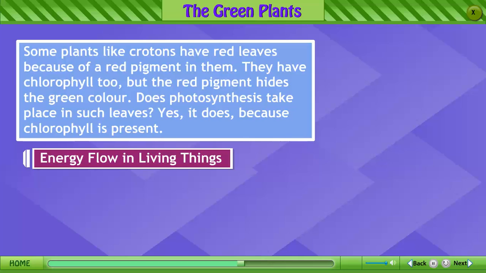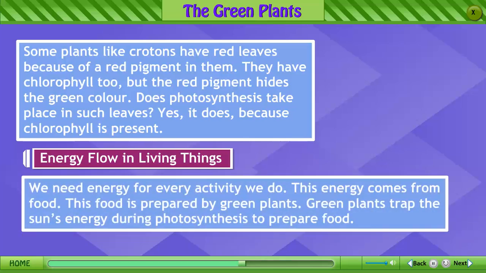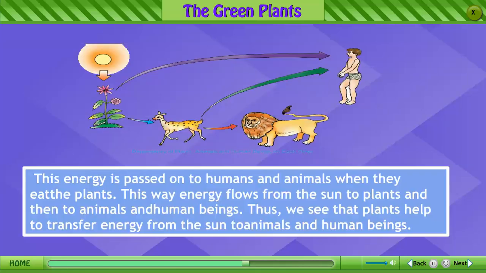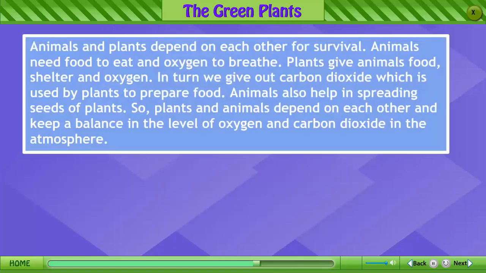Energy flow in living things. We need energy. Green plants trap the sun's energy during photosynthesis to prepare food. This energy is passed on to humans and animals when they eat the plants. This way, energy flows from the sun to plants and then to animals and human beings. Thus, we see that plants help to transfer energy from the sun to animals and human beings.